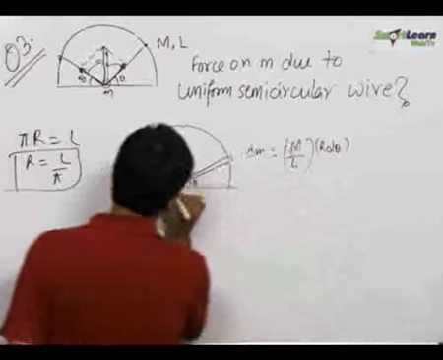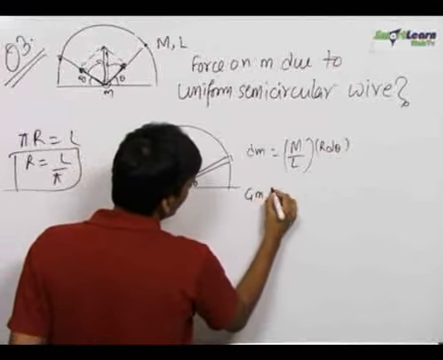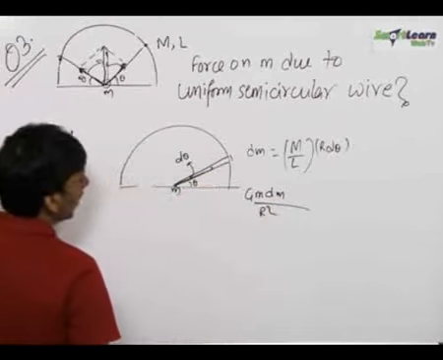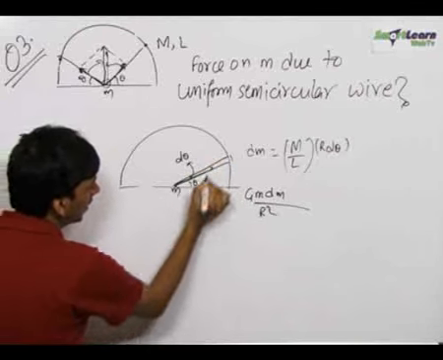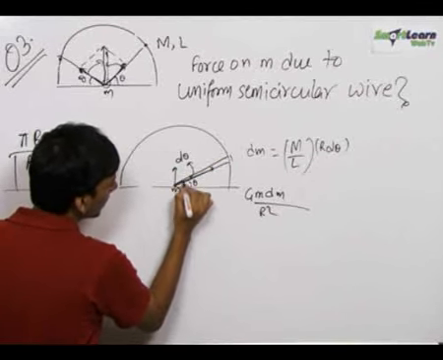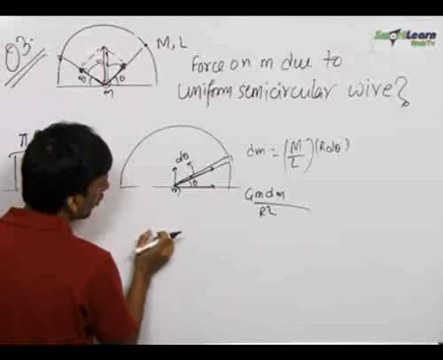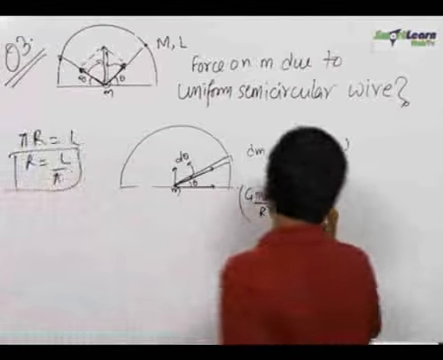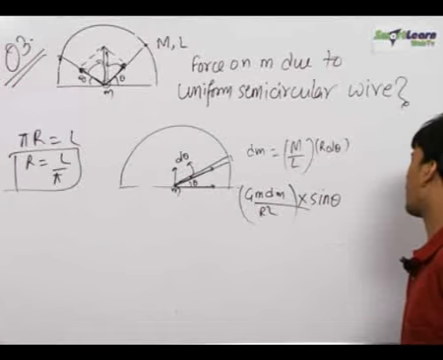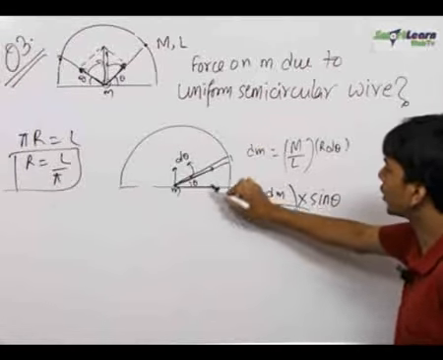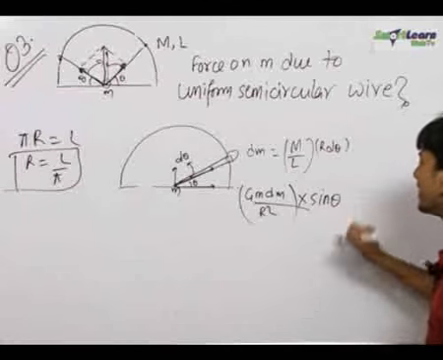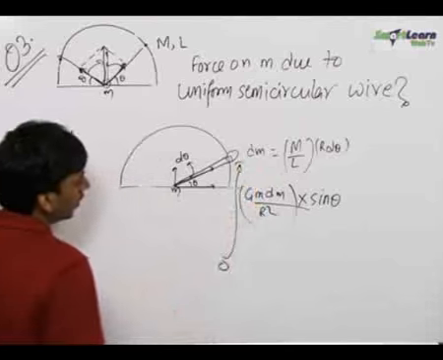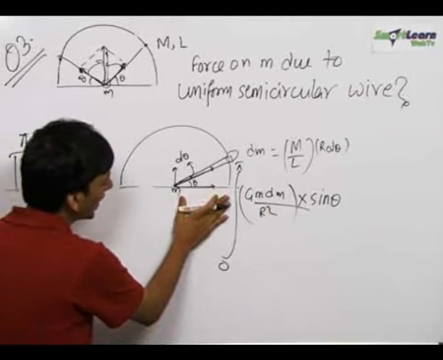The force exerted by this element on this small mass m is equal to G m dm upon r square, but it is in the direction oriented towards the particle. So we have to take the y component of this. This is the x component, this is the y component. The y component will be equal to the parent vector into sine theta. So this is the y component of the force acting on this small mass m due to this particle. Now we integrate this force for all such particles ranging from 0 to pi to find out the total resultant force acting on this small mass m.